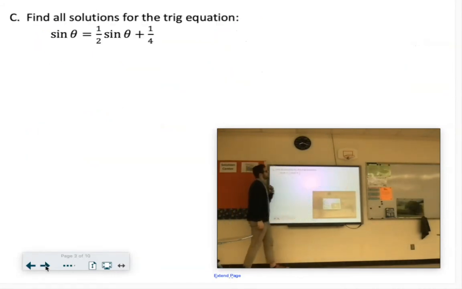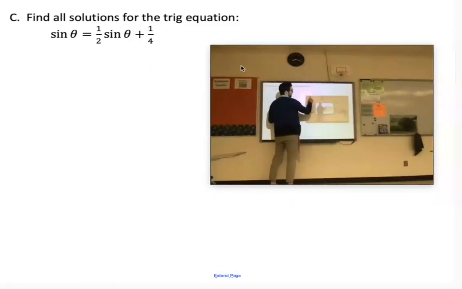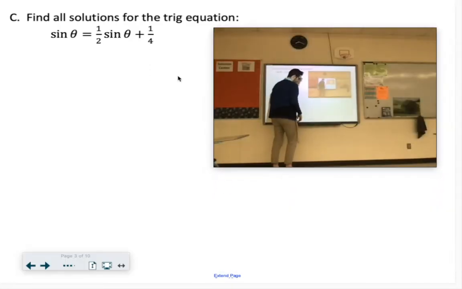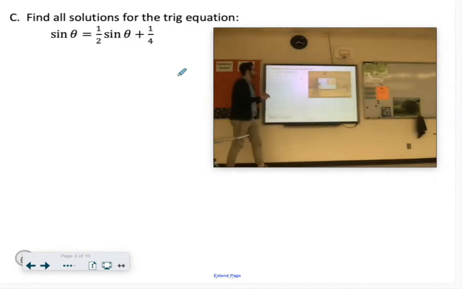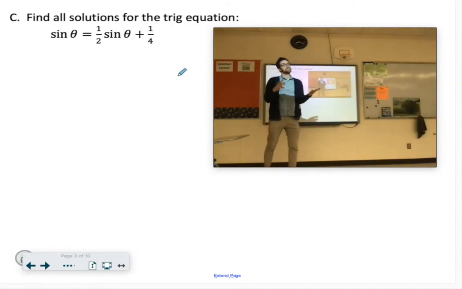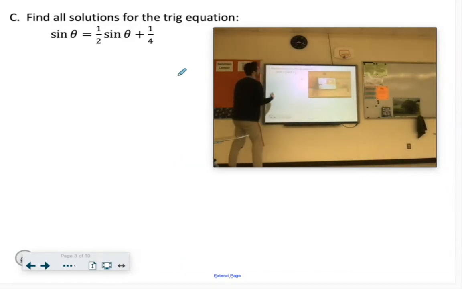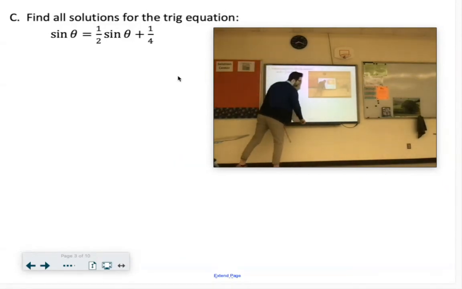All right, this one is a toughie. In fact, it's so difficult, I'm going to move up a little bit. Whoa, all right, calm down, calm down. Find all of the solutions. It doesn't tell us degrees, it doesn't tell us radians, and it doesn't even tell us just on one unit circle. So we have to list it kind of with coterminal angles. There's a fraction here. There's a lot of fractions.